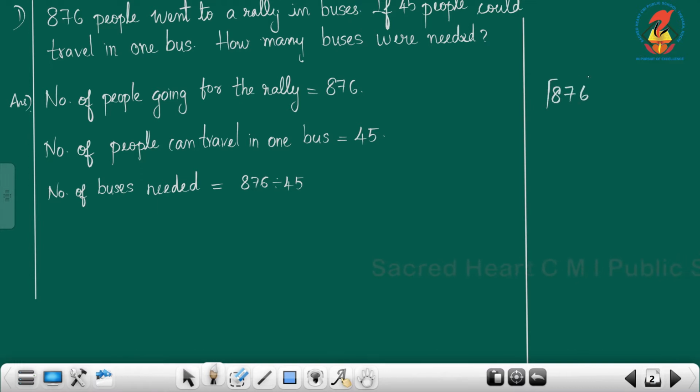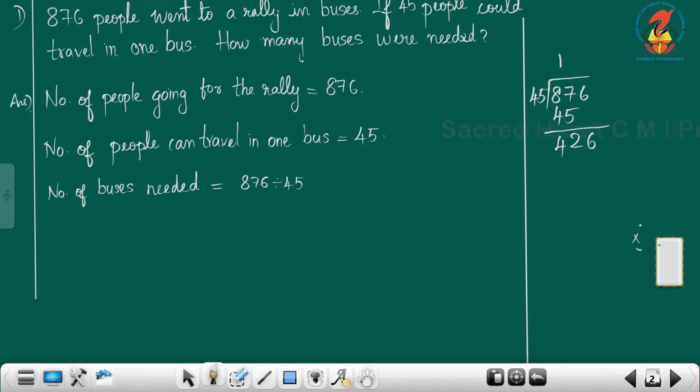876 divided by 45. So 45 into 1 is 45, 45 into 2, 5 2s are 10, 0 write down, 1 is carry over, 4 2s are 8 plus 1 is 9. So it's 90, so one time it's 45. So 7 minus 5 it's 2 and 8 minus 4 it's 4. So 42 we can divide. So after the subtraction take the next digit, bring it down.